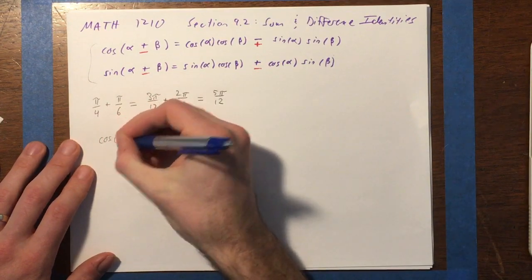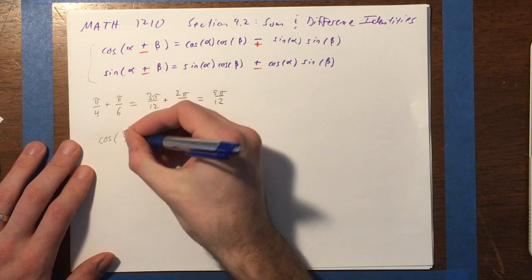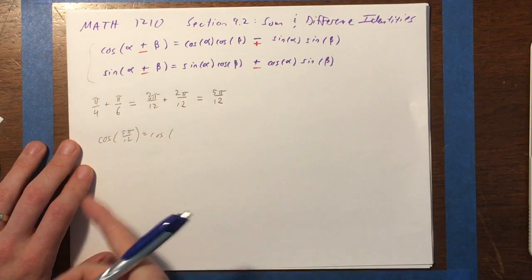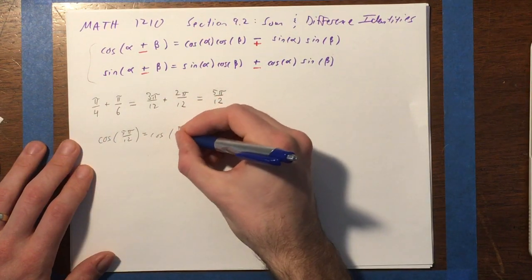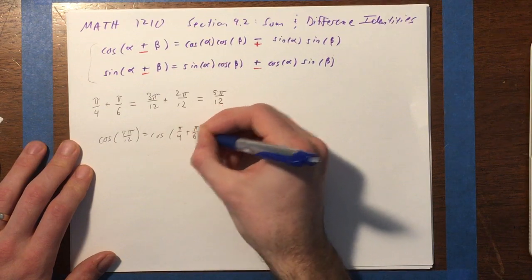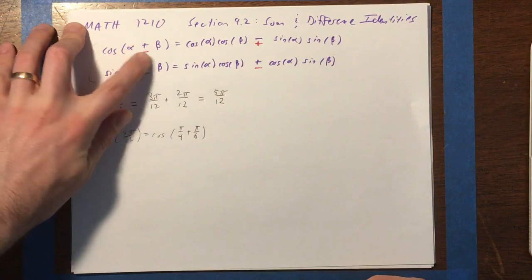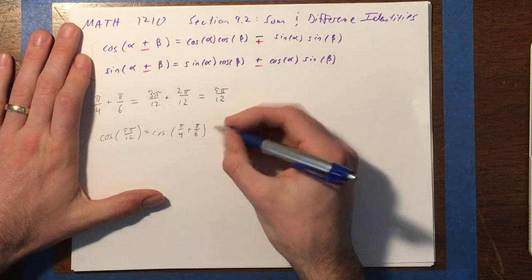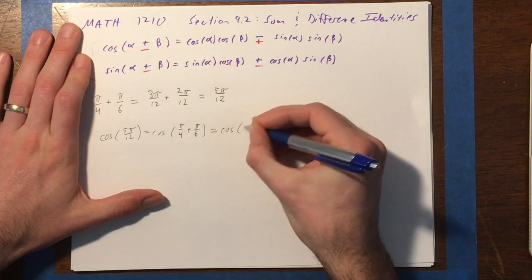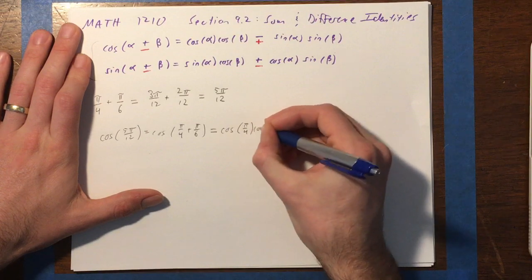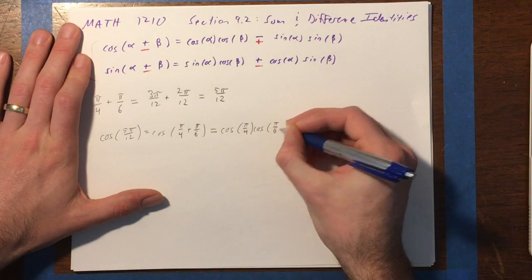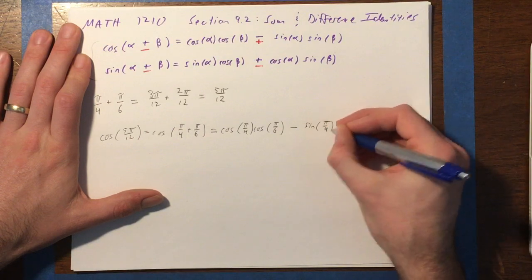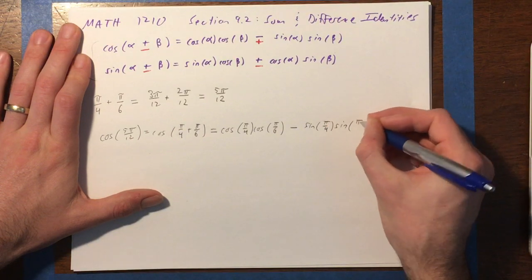Say we want to know the cosine of 5 pi over 12. First of all, what we just found by adding here is that that's the same as the cosine of pi over 4 plus pi over 6. So we're going to use the cosine of alpha plus beta, where alpha is pi over 4 and beta is pi over 6. So this is going to give us the cosine of pi over 4 times the cosine of pi over 6, and then minus sine of pi over 4 times the sine of pi over 6.